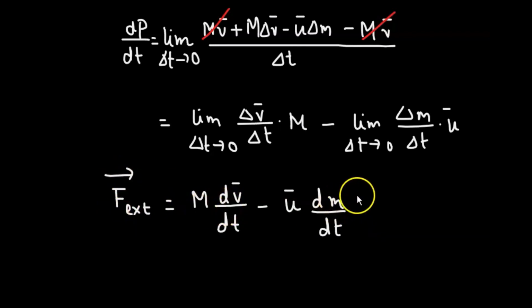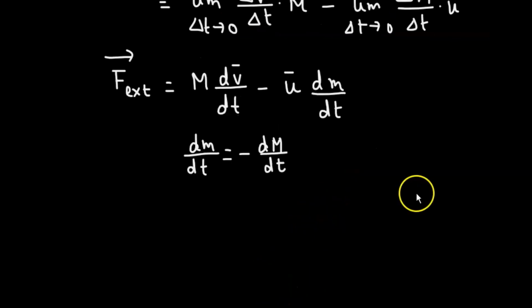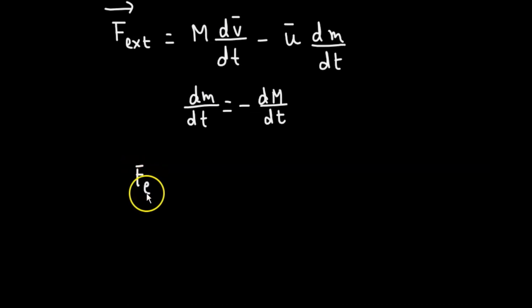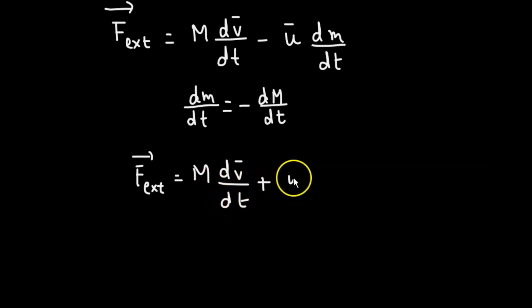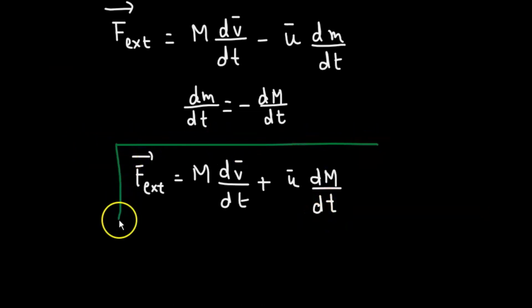However, this m represents the mass of the fuel that's leaving the rocket. However, we need to represent it in terms of the rocket's mass. So it's quite evident that the rate of change of mass dm over dt simply equals the negative rate of change of the rocket's mass. So let's replace this, and that should give us the F external vector, that is equal to m dv vector over dt plus u vector times dm over dt. So this is our rocket equation.